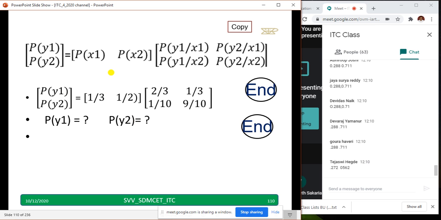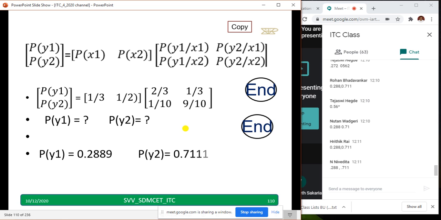0.288, I think 0.56, I think some 0.71, I think Rohan got 0.711. Tejasvi's answer is different, 0.562, but okay, Tejasvi has typed again, 0.56, with a star. I got 0.288 and Y2 I got 0.7111. I think the majority have got the same answer. Nivedita also got the same answer. Ritik Rai, Nutan, Te, Rohan are getting the same answer. Let us go to the next.